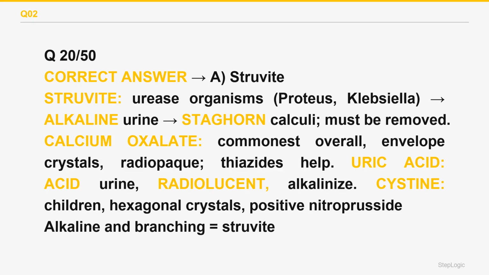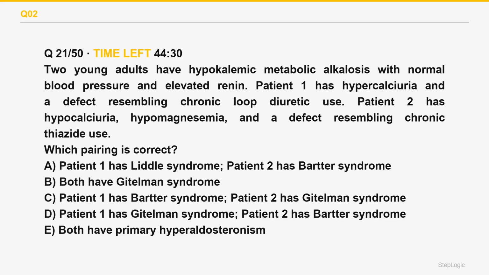The therapeutic logic follows the chemistry. Uric acid stones are dissolved by alkalinizing the urine, cysteine stones by alkalinization and hydration, and recurrent calcium stones are reduced by thiazides, which enhance distal calcium reabsorption and lower urinary calcium. If you see a staghorn calculus with alkaline urine, think struvite and a urease-producing organism.